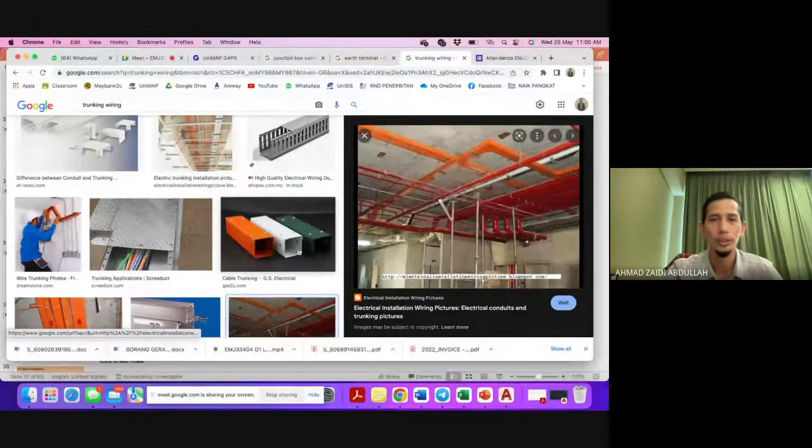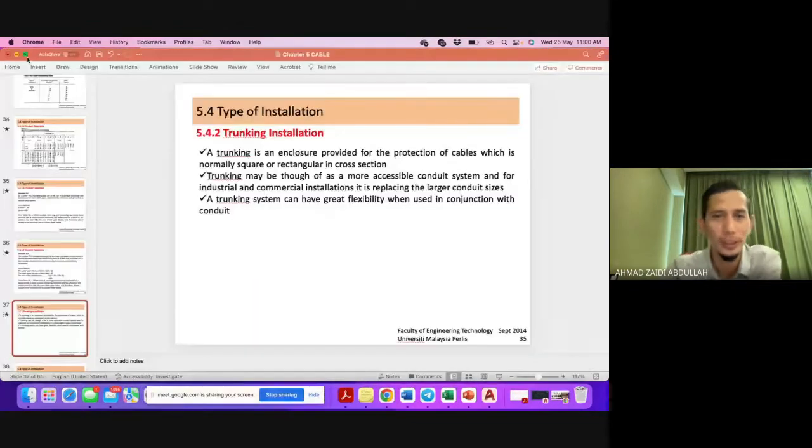Now you can see here: green, white and orange. Orange is for electrical. Green is for, who can answer? What is green for? What service? Nobody knows? Okay. Green is for telephone. Telephone service.